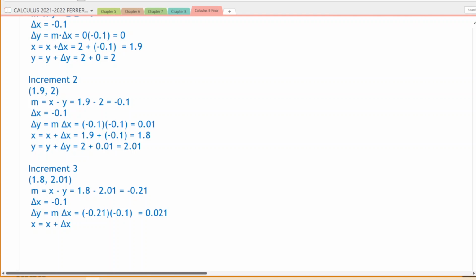The new x coordinate is the old x coordinate plus delta x. The old x coordinate is 1.8, and the delta x is negative 0.1. That gives me a new x coordinate of 1.7. The new y coordinate is the old y coordinate plus delta y.